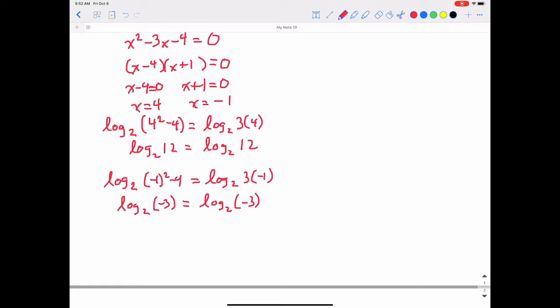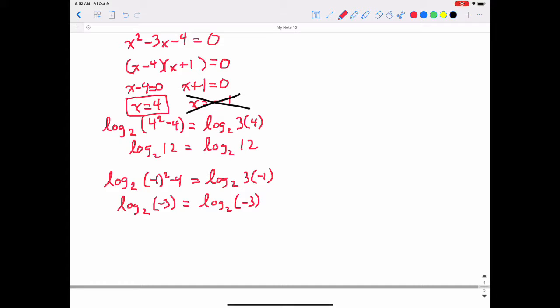You can't take the log of a negative number, because remember, this literally means 2 to what power equals -3. And there, 2 to no power will ever equal -3. So that means that negative 1 is actually not a solution. So I'm going to cross that out. X equals negative 1 is not a solution, and there is only one real solution, and that is x equals 4.